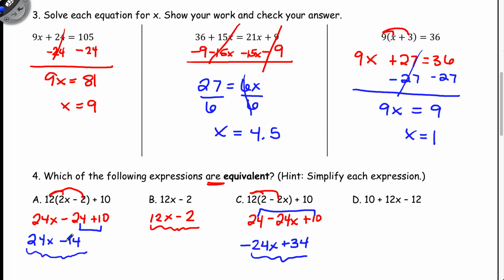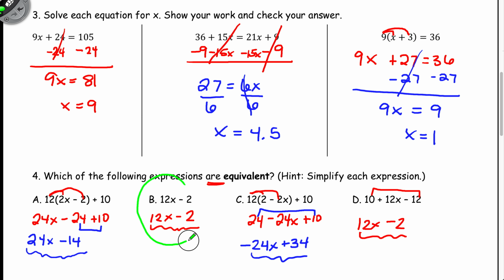So far, look at your three answers. None of them are equivalent. So I keep going. Last one. All right, I see one number here has an x, only one, so it's a loner. It comes down. And then I have a 10 and a negative 12. So that's 10 minus 12, which gives me negative 2. And that's my answer.